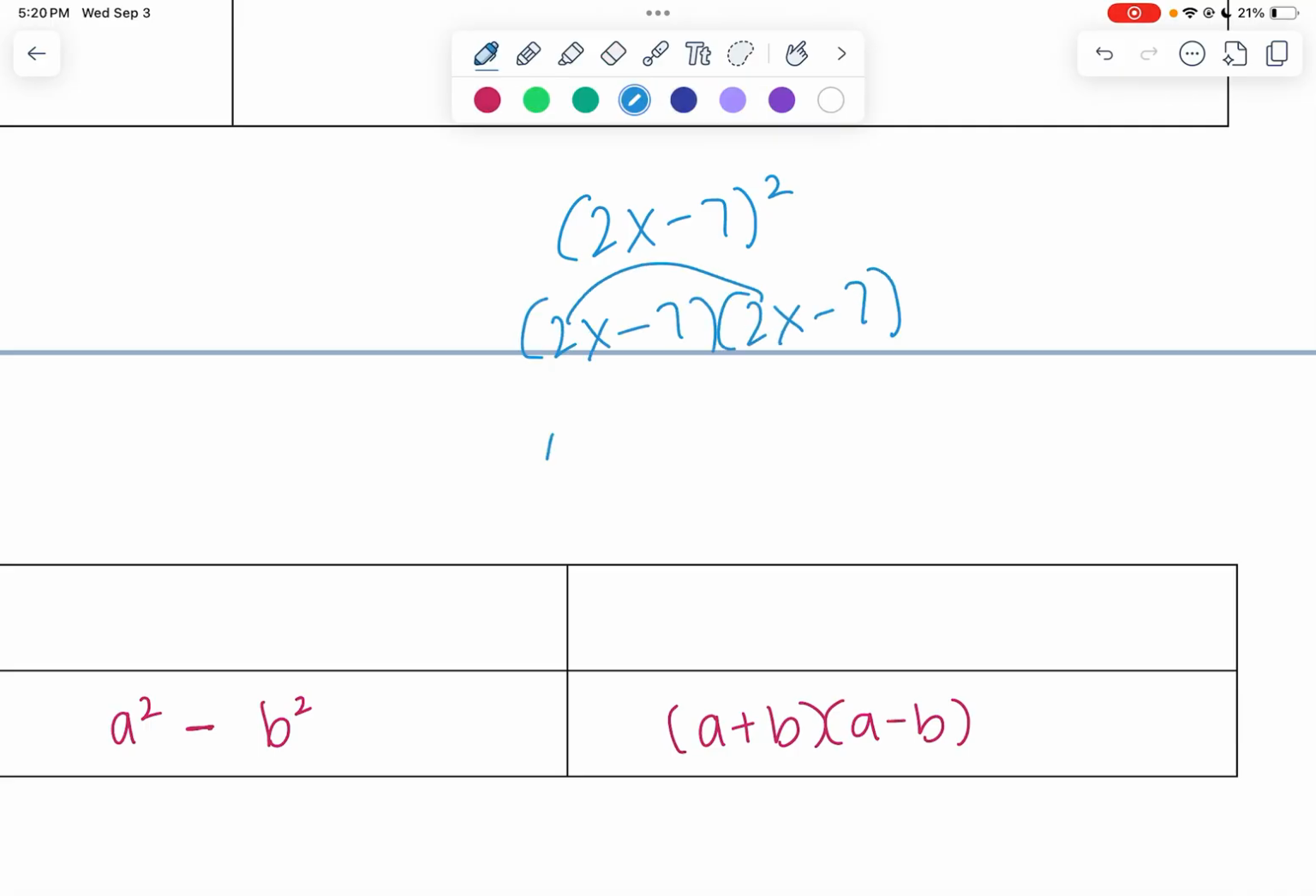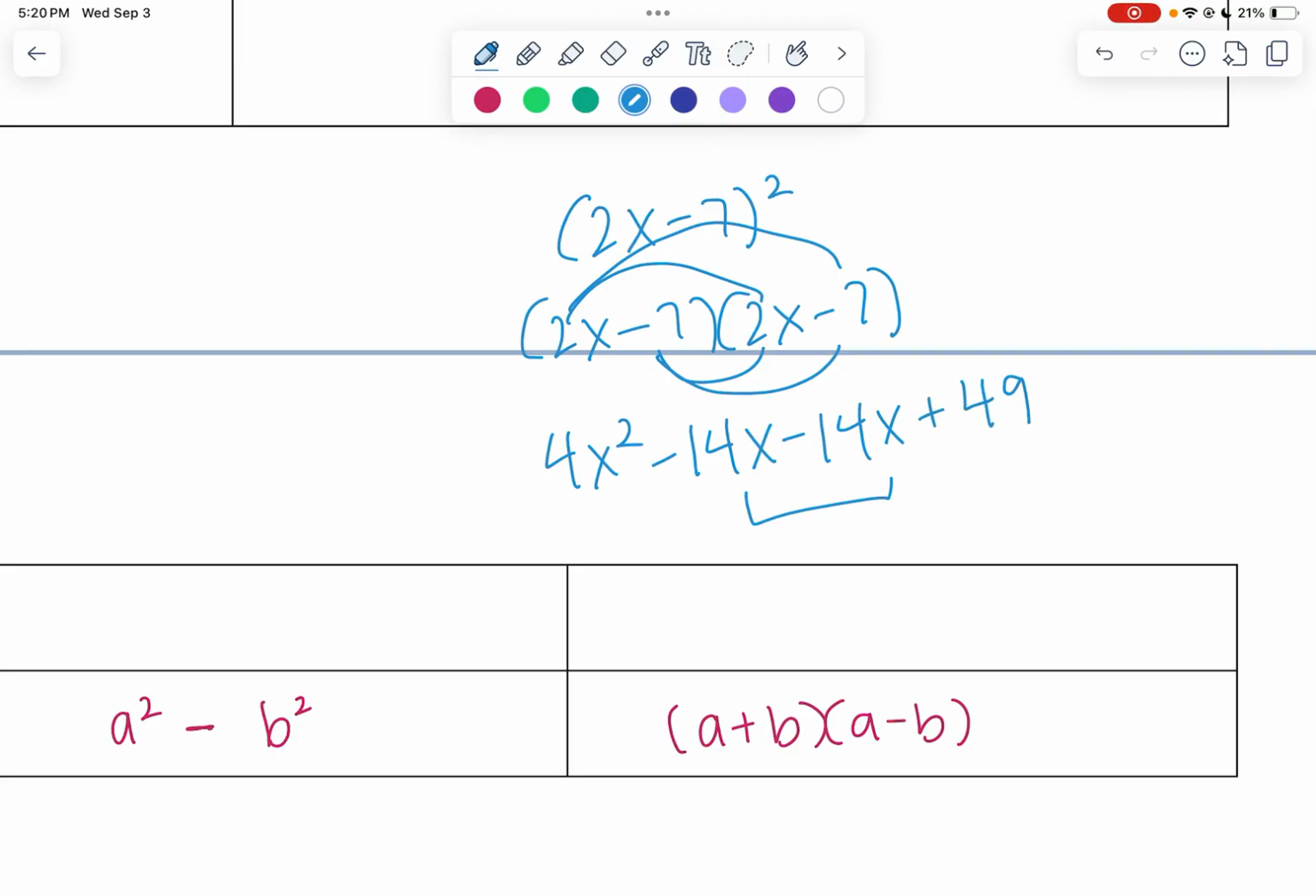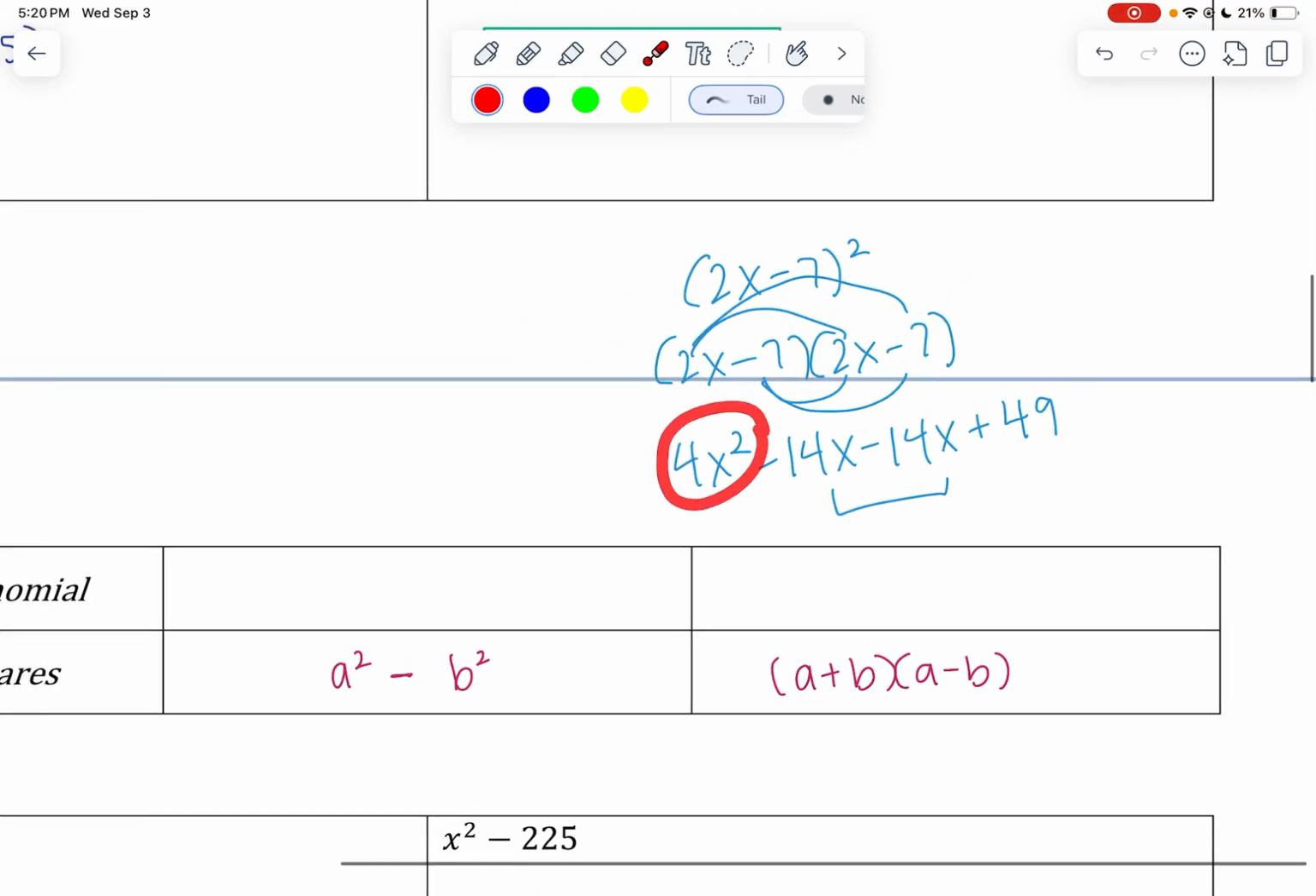So 2x times 2x is 4x squared. 2x times negative 7 is negative 14x. Then I see that again because I have negative 7 times 2x, which is negative 14x. So this doubles up. And the negative 7 and negative 7 makes that positive 49. Okay? And that's what you get when you have a perfect square trinomial. Your first term and your last term will be perfect squares. And that middle term will be kind of double what you get when you multiply those together.